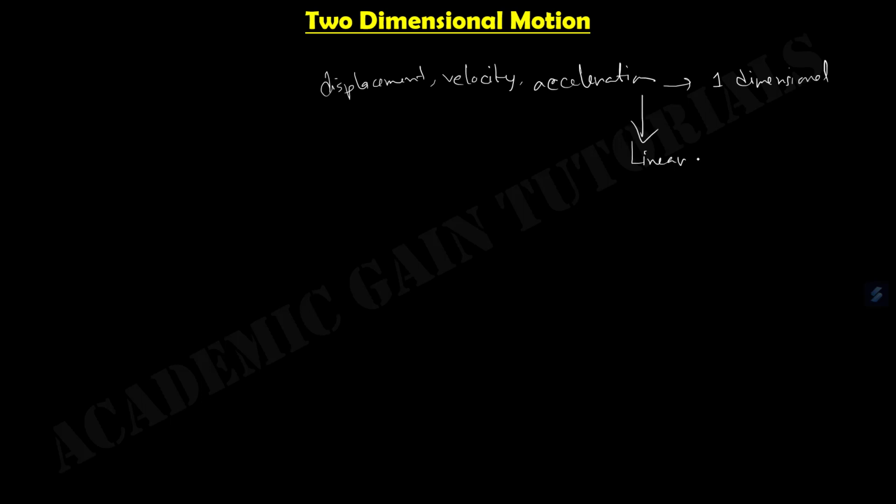So displacement, velocity, acceleration have been expressed in one-dimensional reference frame, and while used in describing linear motion, so we describe this in linear motion. So we know linear motion is one-dimensional motion.